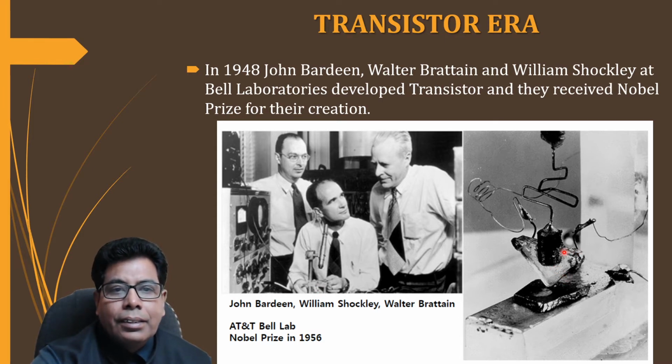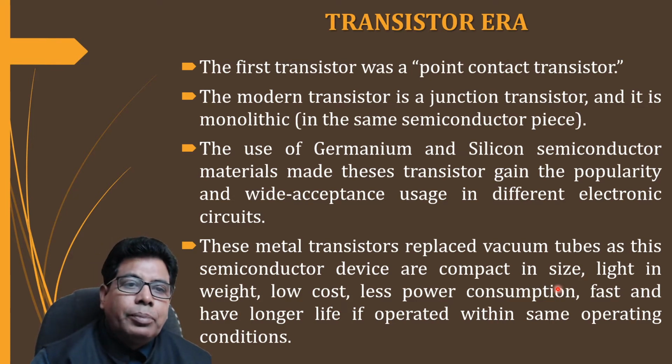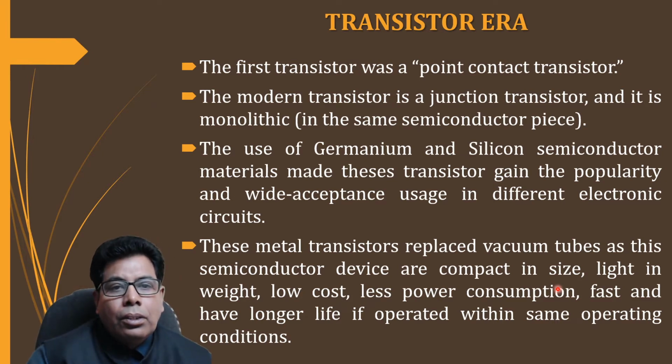Now the transistor, again, is a three terminal device: base, emitter, and collector. These are the three terminals of the transistor, and this is just a crude model they had developed. And then actually the modern transistor is a junction transistor, developed in the same semiconductor piece. There are two types of transistors, PNP and NPN. So in NPN, the P is sandwiched between two N.